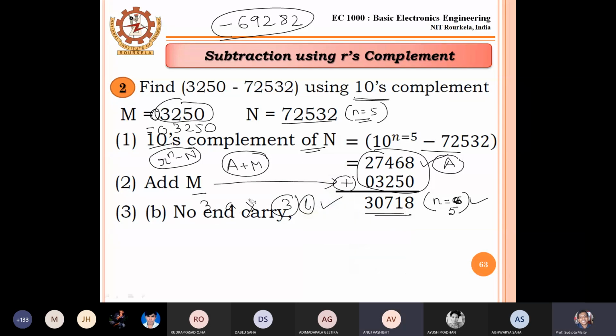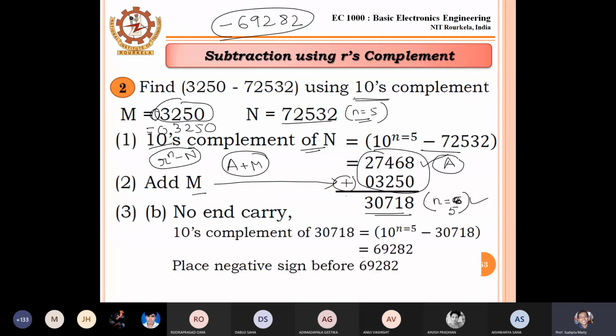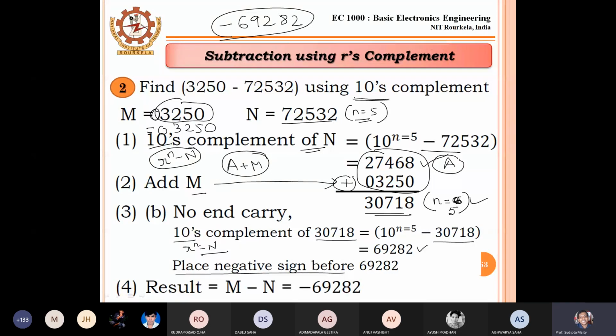Tens complement of the result, that is 3B, the complement of B. So again it is tens complement. So I have to use the formula R to the power n minus N. So I got this one. Then place a negative sign before this one. So my resultant is this data.